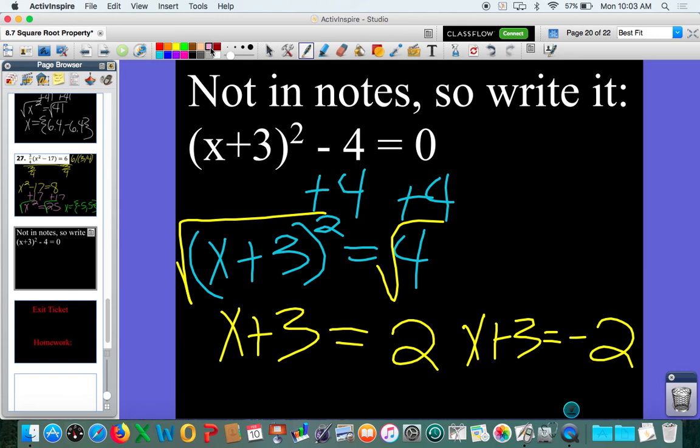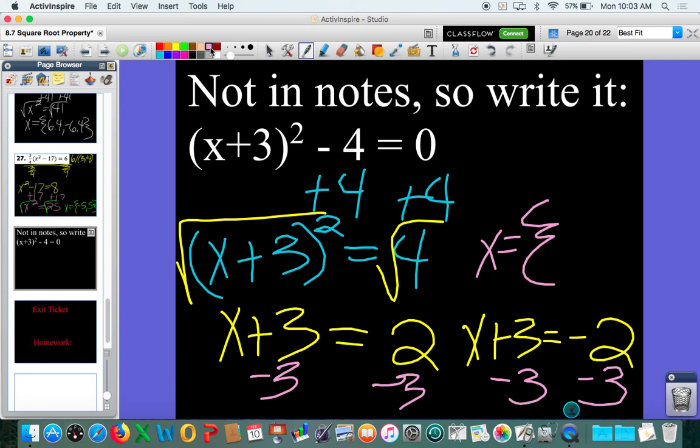So you're going to do the exact same inversing. I'm going to inverse 3 on both of these. And what you do to one side, you do to the other. So final answer is going to be 2 different numbers this time. I'm going to have negative 5 and negative 1.